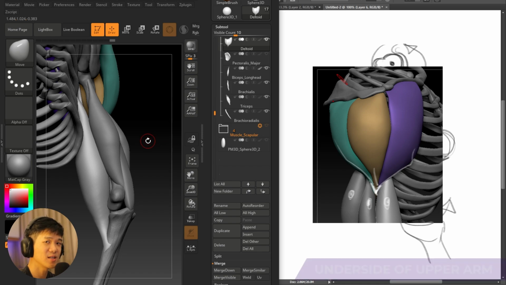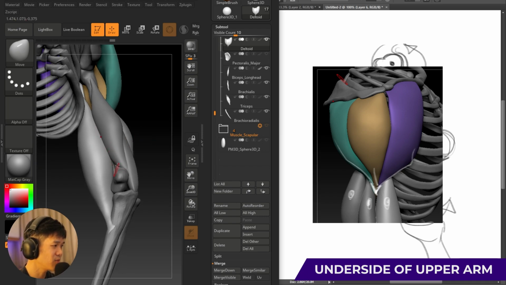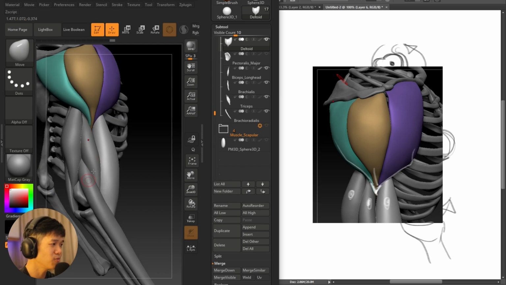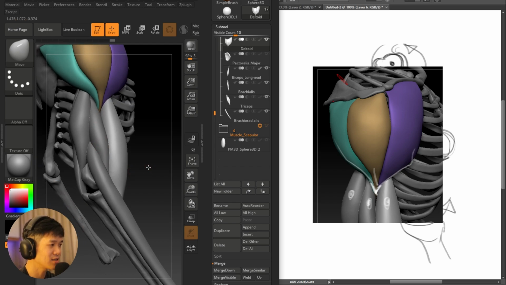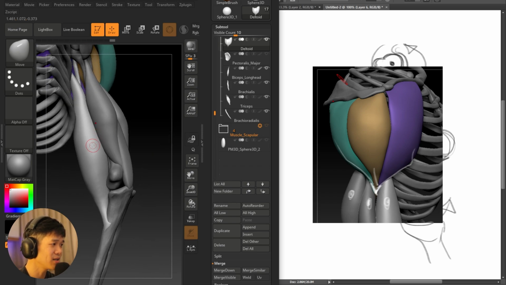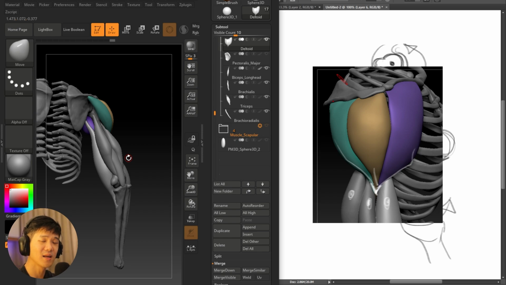And it's worth mentioning that on the underside of the arm, where the biceps and the triceps sit side by side, there are no muscles in between them. Unlike the upper side, where there are two pieces, the brachialis and the brachioradialis, sitting between the triceps and the biceps, the underside only has the biceps and the triceps. And similarly, we will also look at real life references and see how we can apply this theory.